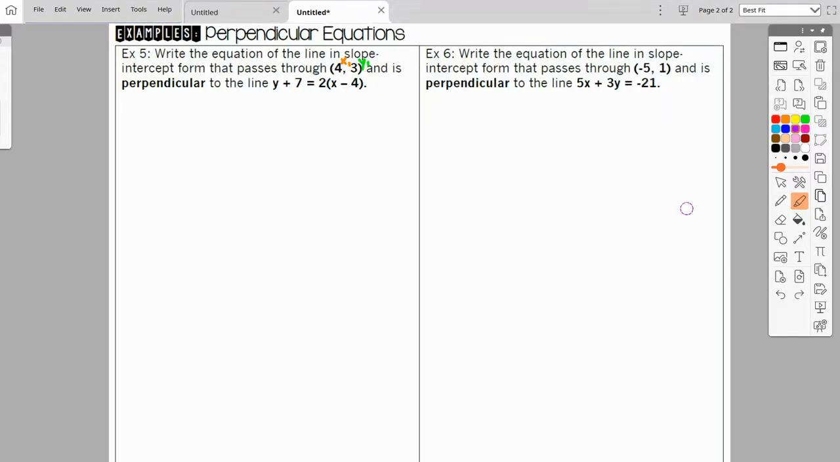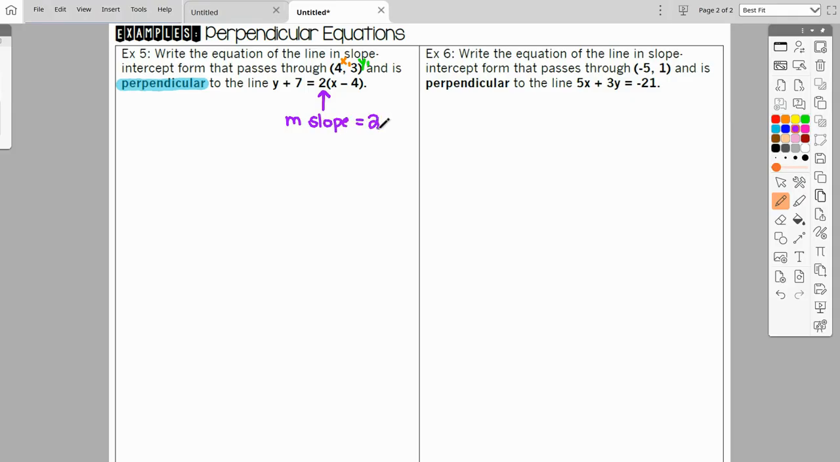In example number 5, I want to write the equation of the line in slope-intercept form that passes through, let's label it 4 for x1 and 3 for y1. And this time it's going to be perpendicular to the given line of y plus 7 equaling 2 parentheses x minus 4. So again, right away, I go ahead and look at my original equation and see if I can pull the slope. Since this is point slope form, I can pull the slope from in front of my parentheses. The slope of my given line is 2.